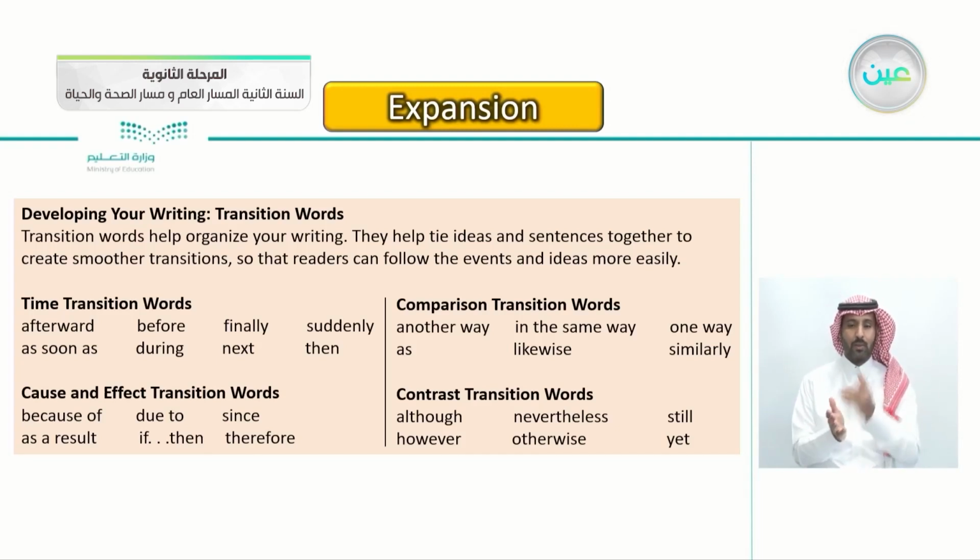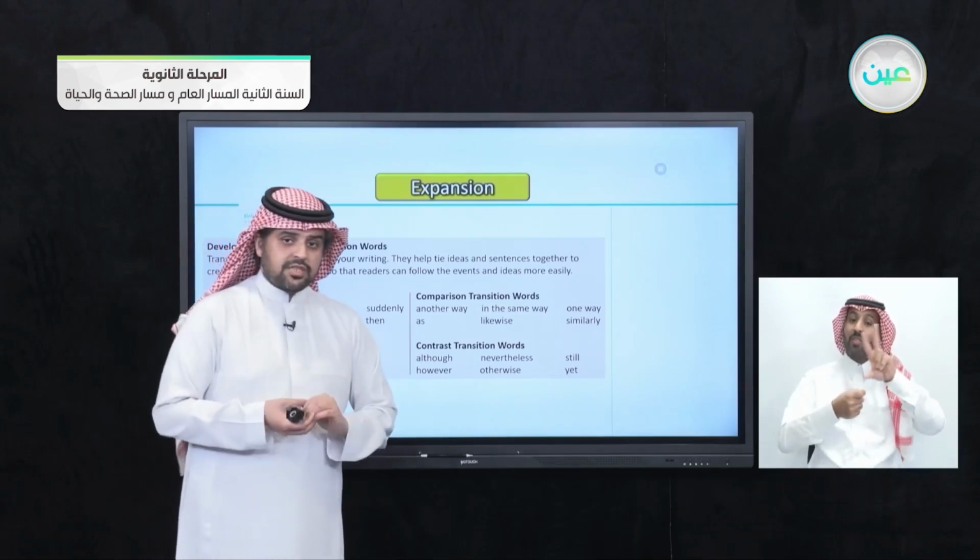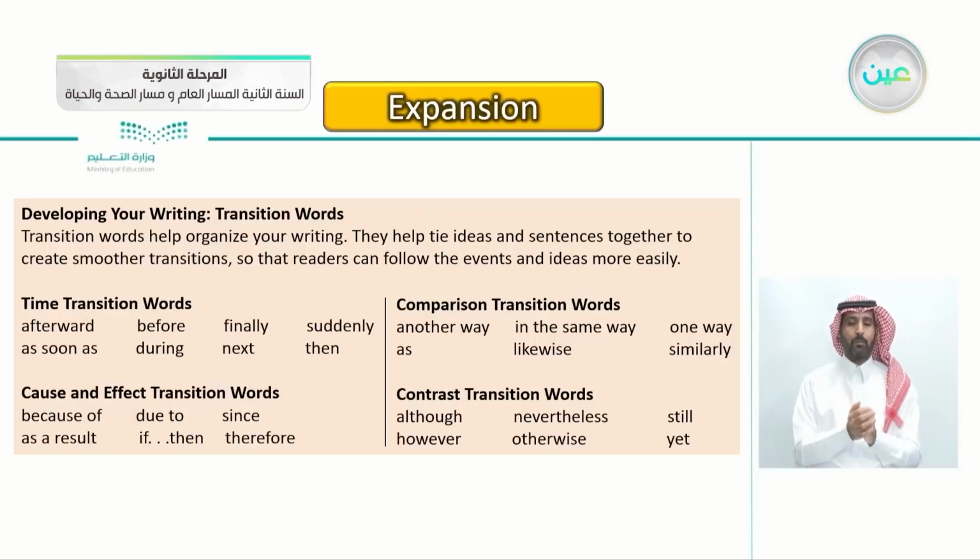Next here, comparison transition words. So transition words regarding comparison. Another way, in the same way, one way, as, likewise, similarly. So all of these transition words, words that connect ideas or connect sentences together, regarding comparison. Maybe you have an idea about comparing two things, three things together. These are the transition words that you're going to use. Another way, in the same way, one way, as, likewise, and similarly.